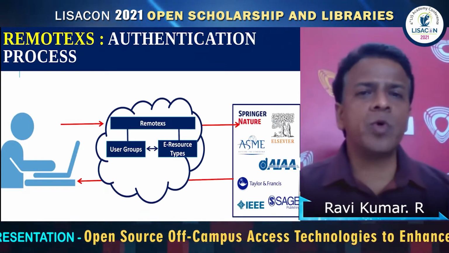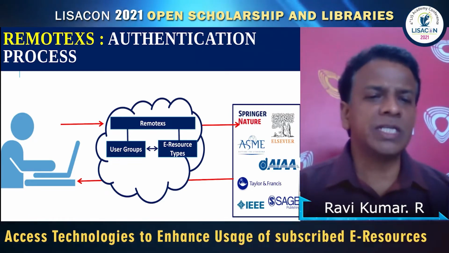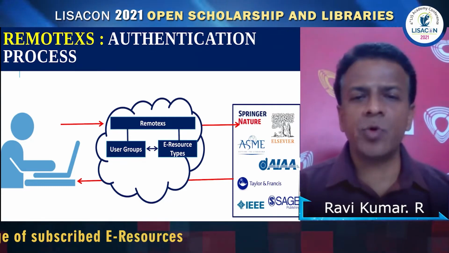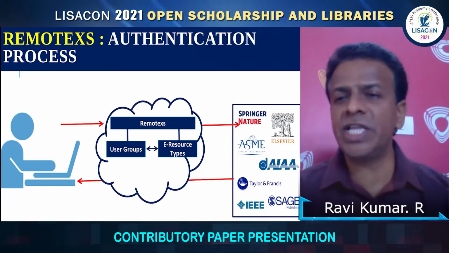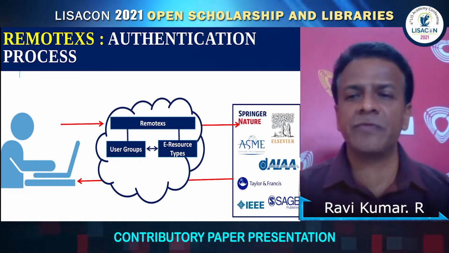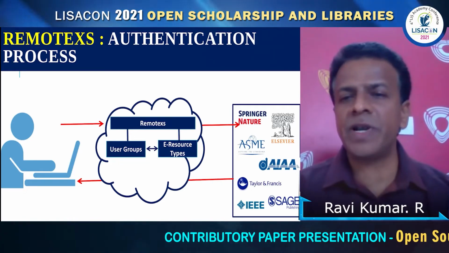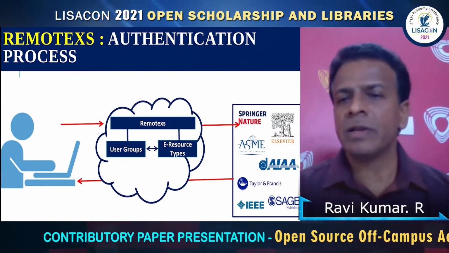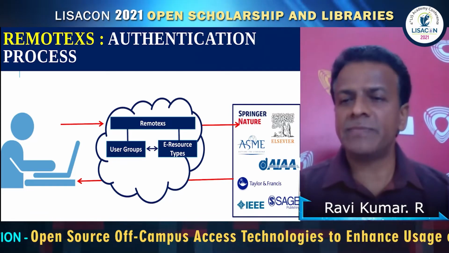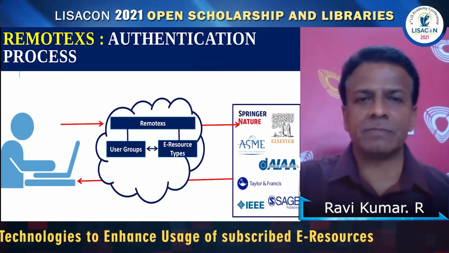Now, how does the RemoteXs authentication process take place? If the user is sitting in front of a laptop, with his user ID and password, through RemoteXs he can access all the e-resources of our library, like Springer. Whatever e-subscriptions the library has, the user can access them without interruption, 24 by 7. Like Springer Nature, ASME, AIAA, whatever databases we are providing, he can access all the contents.